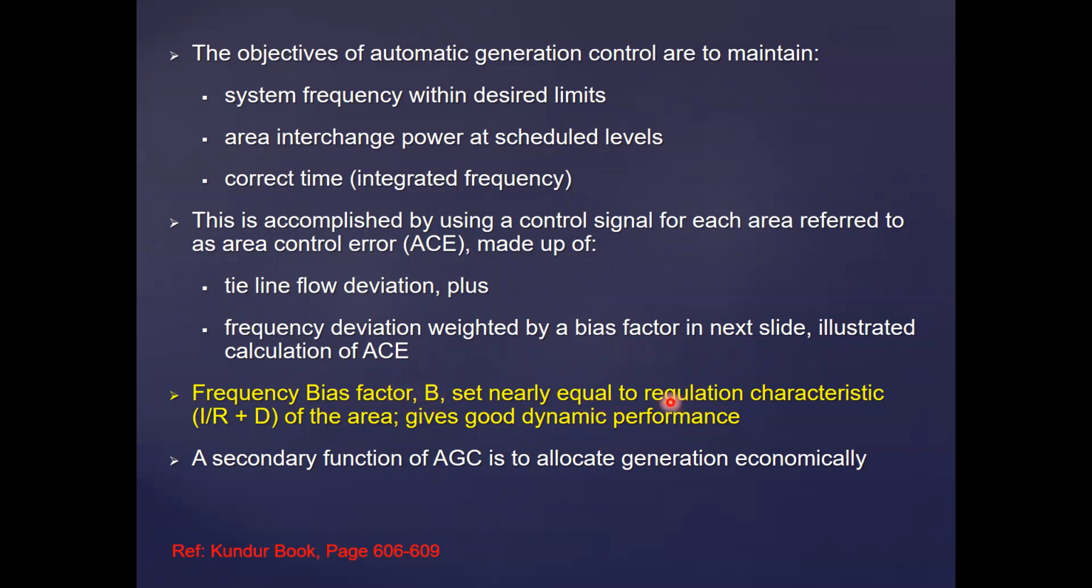which will basically be the regulation characteristic as we have discussed earlier. So 1 by R plus D. This will be the frequency bias factor for each area here. That will be introduced in the second part for the control law formulation, that is the area control error signal. And thus now we will be able to have this in the secondary loop, automatic generation control, to be applied through economical generation.